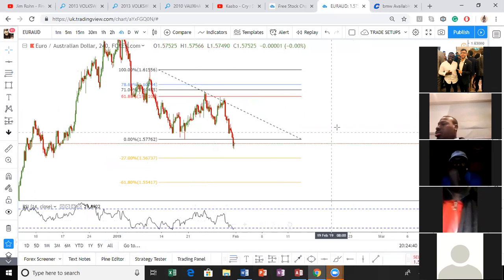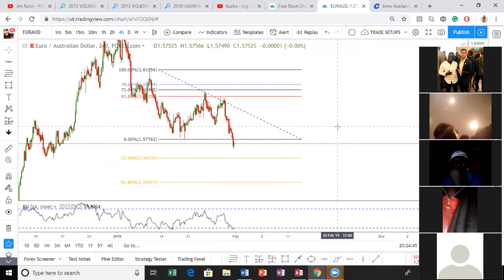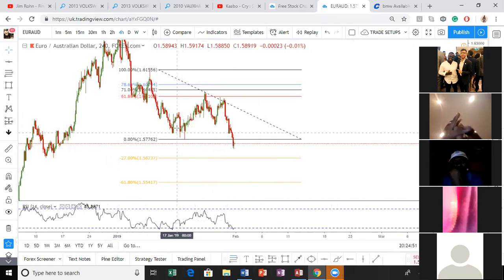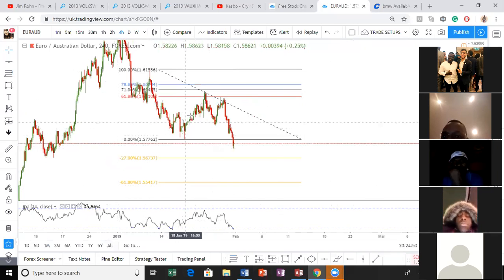Now, there's one question: if it does not activate my 61.8, when will I know to delete the order? As soon as I see it breaking, in case it failed to go to the 61.8 and it just went up a bit, if I see it breaking this 0.00%, then I know this area is no more valid. I have to focus on the next move.